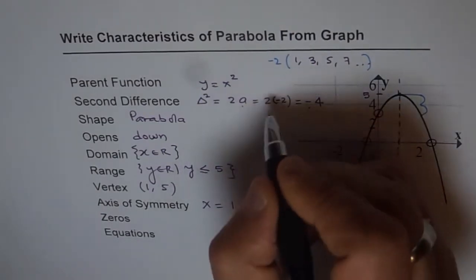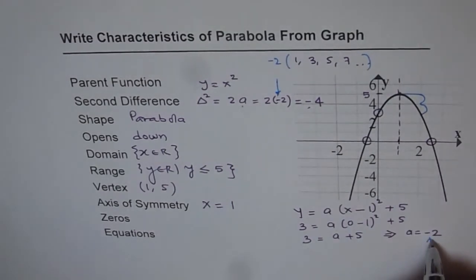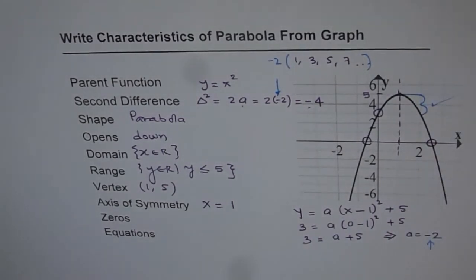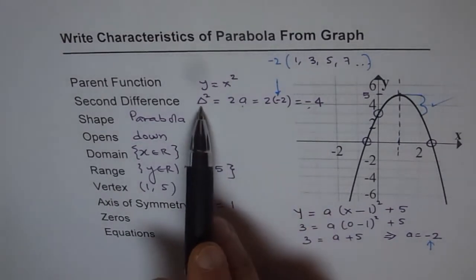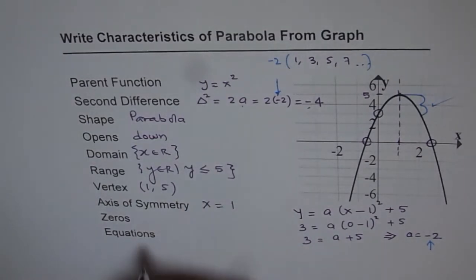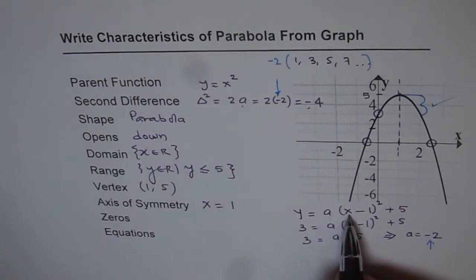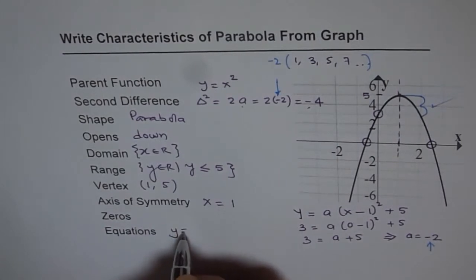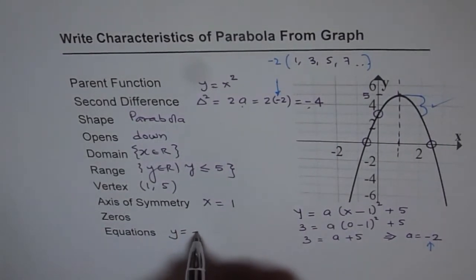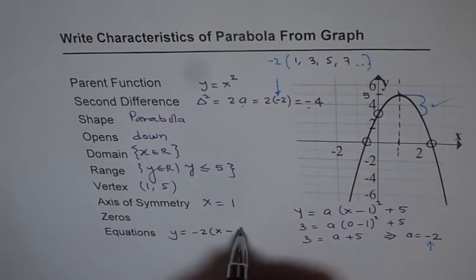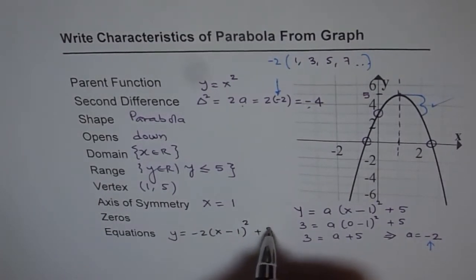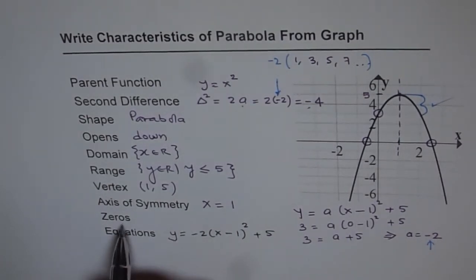So as you can see, we got the same value as we got from here. So everything matches. Do you see that? So I know by now you must have got confidence in my giving you the second difference, right? If not, it's up to you. You should plug in different values of x, then calculate for yourself, okay? Now the equation for us is y equals minus 2 times (x minus 1) whole squared plus 5. I'll leave finding zeros for you.